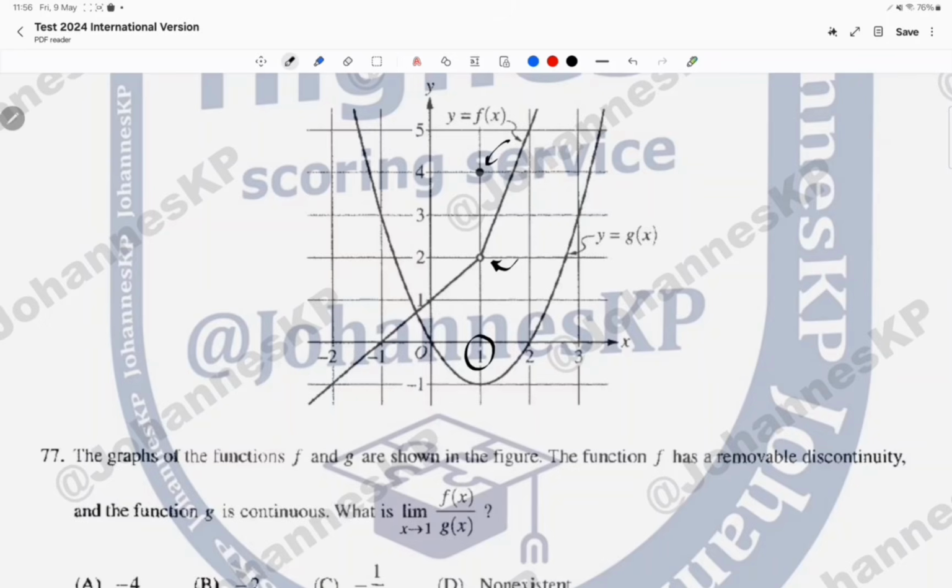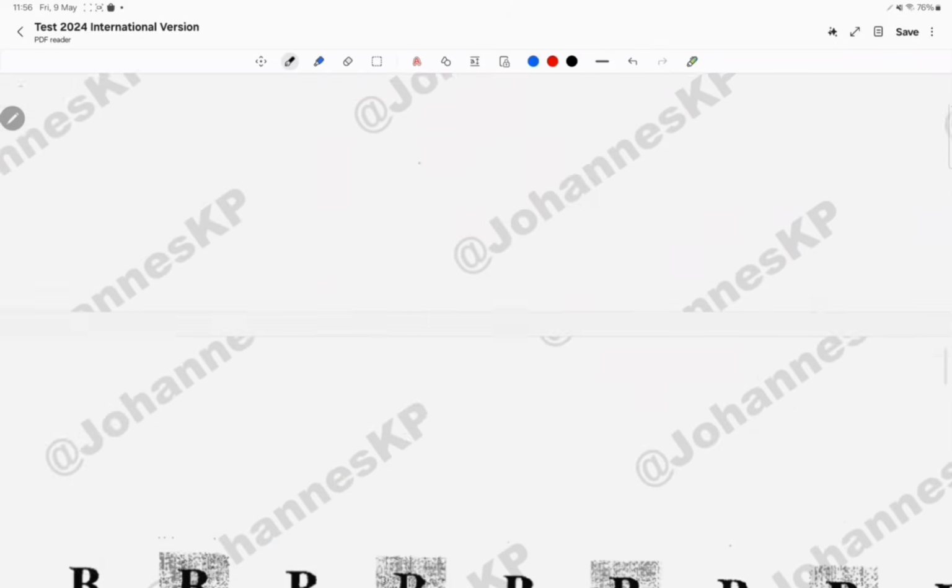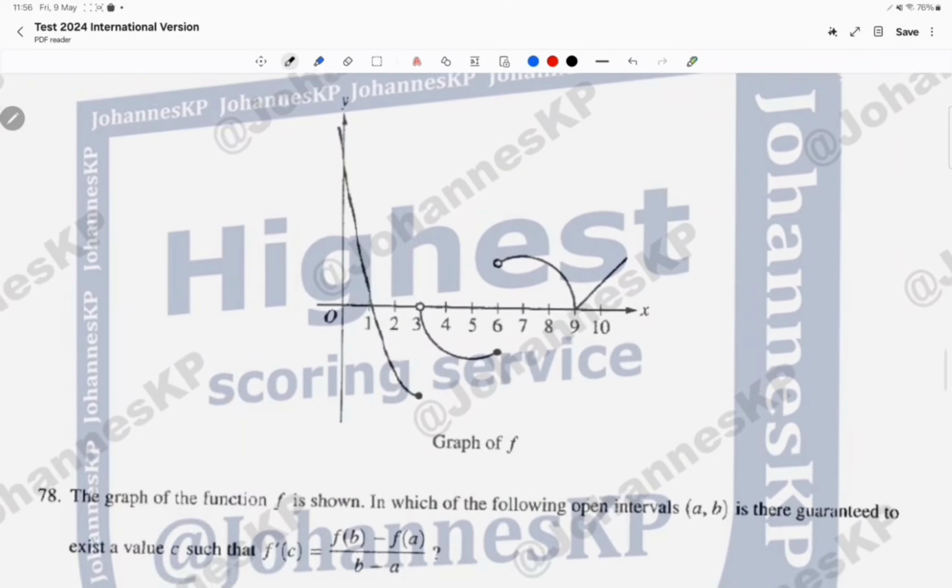Whole. So it's 2. Yeah. And for g of x, when x is 1, how much is the g? Negative. So it's negative 2, right? Was hard? Not again. 78.